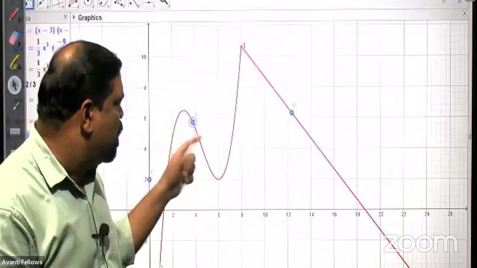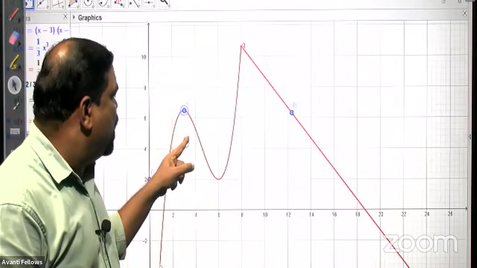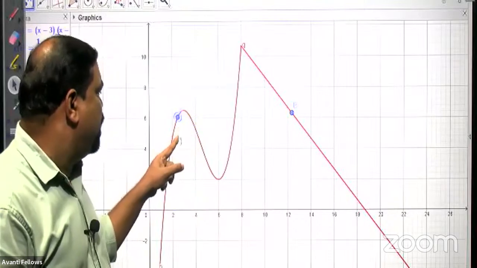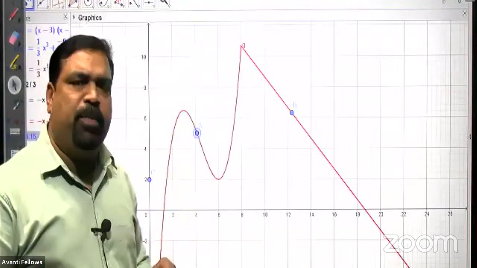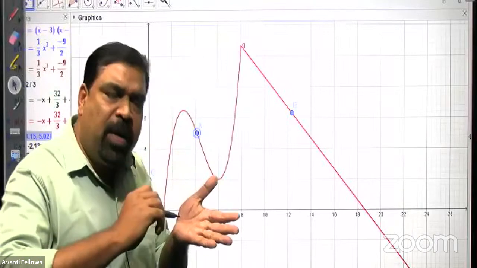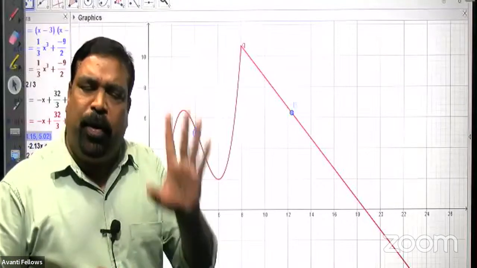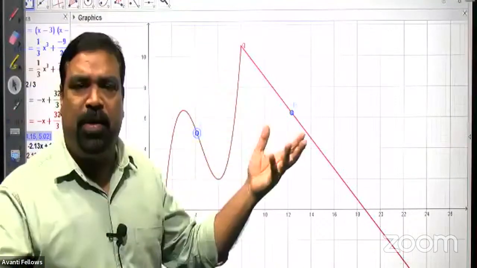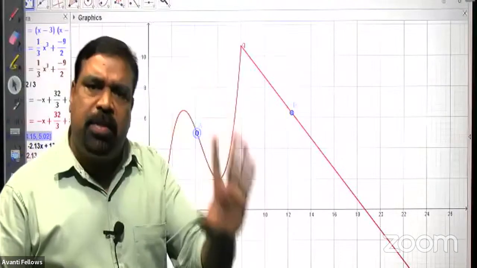From the graph, it is clear now. From the left side of that point, the function must be increasing, and on the right side of that point, the function must be decreasing. That means on the left side of that point, f dash x must be positive, and on the right side, f dash x must be negative. So if f dash x changes sign from positive to negative, that is a point of local maximum, a point of local maxima. So this is the meaning of the first derivative test.